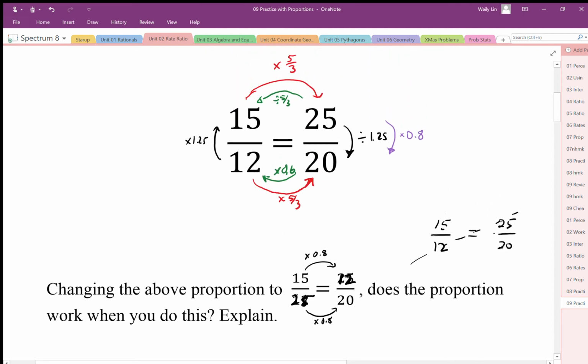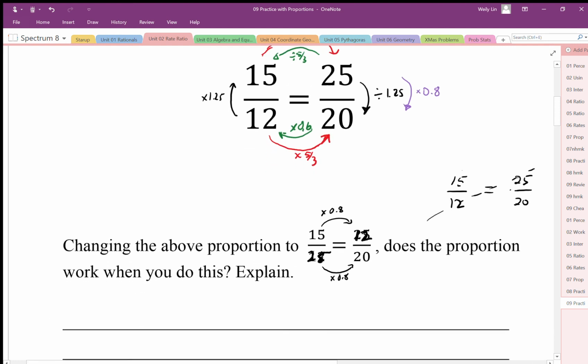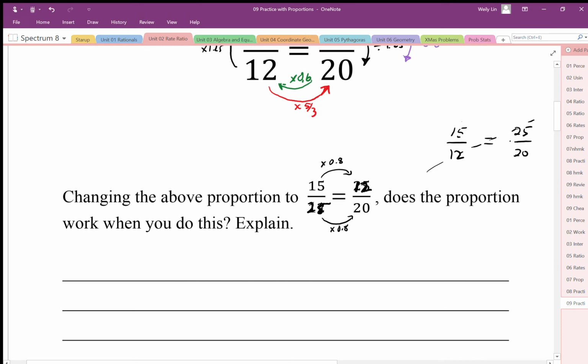Now you don't need to know all of them, but it is useful to understand that there's this vertical relationship, there's this horizontal, and there's also this diagonal relationship. And some people like to say that you can cross multiply because of that. Well, that's actually true. So, does this work? Yes. This relationship still works.